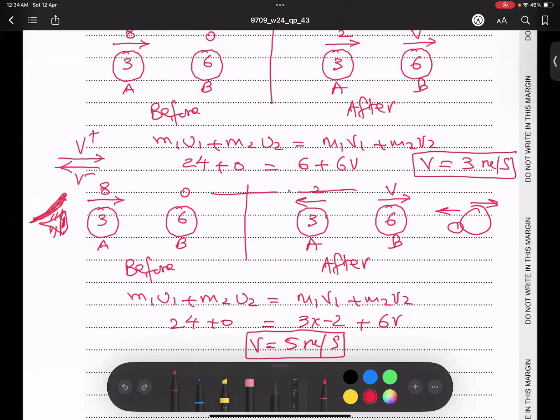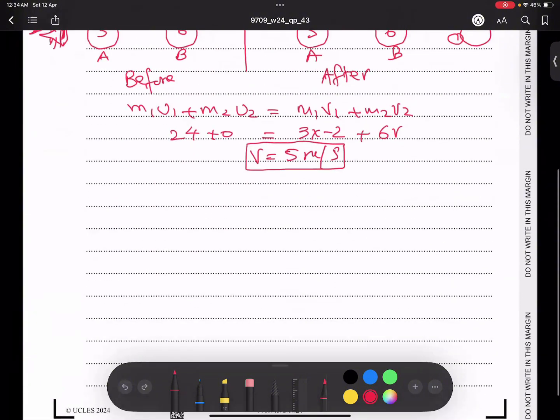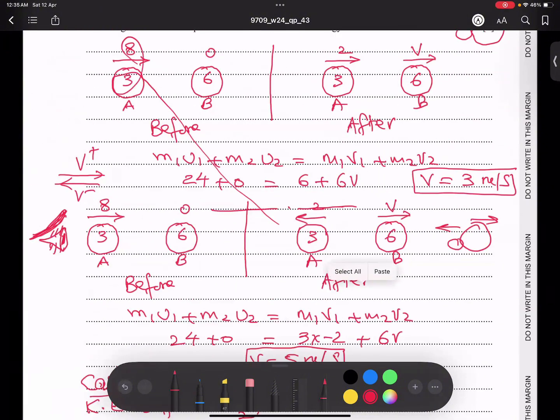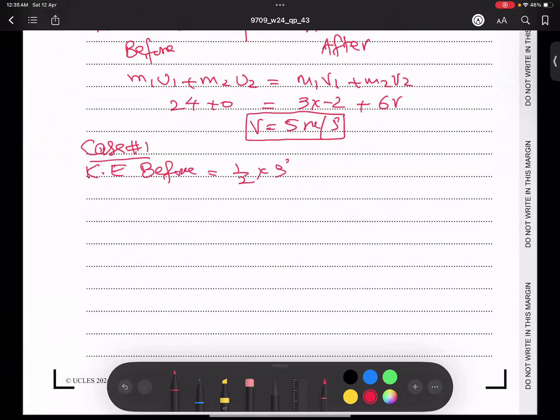Though I can guess easily, for example, this is a, this is before collision. So let's find it. I can do it for situation number one, though we can do it directly also, but just for the sake of your understanding. So case number one, I do it. Kinetic energy before collision: half mv square. What is the mass? Mass is 3 and 8. Half mv square, so this is becoming 9 into 8 divided by 2.